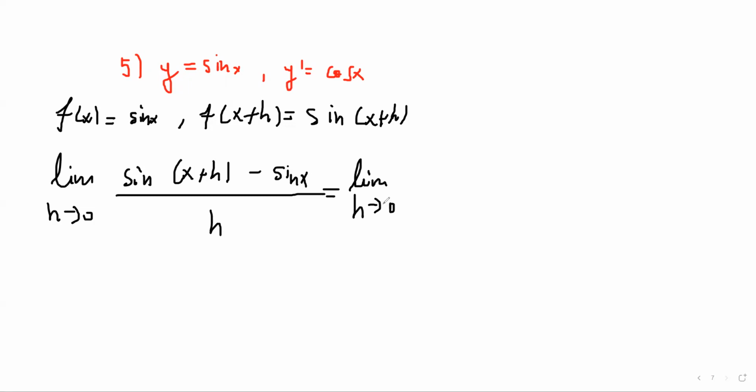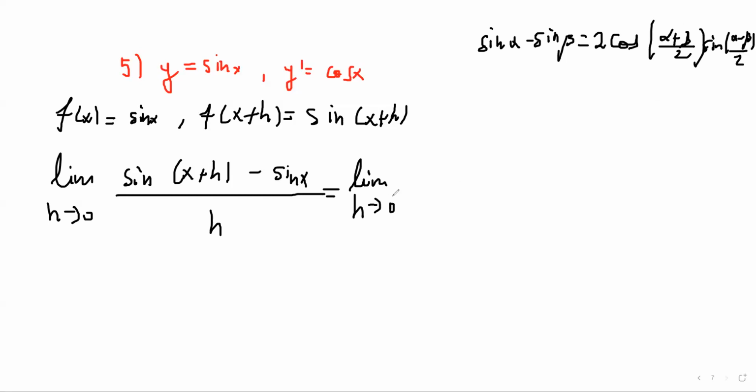We can apply here the formula for the difference of sines. Let me write this formula. We know that sine alpha minus sine beta is equal to 2 cosine of alpha plus beta divided by 2, times sine of alpha minus beta divided by 2. There is a formula which you know from school. So we are going to apply this formula here, where our alpha is x plus h, and our beta is x.